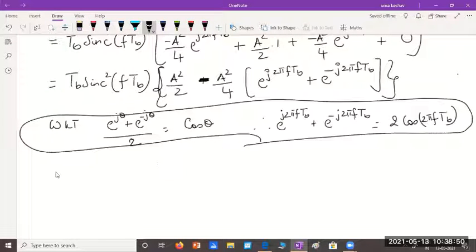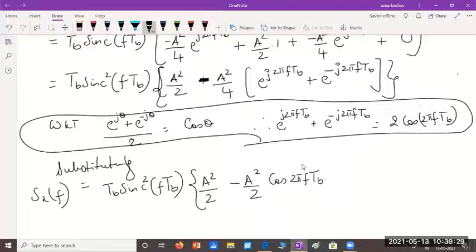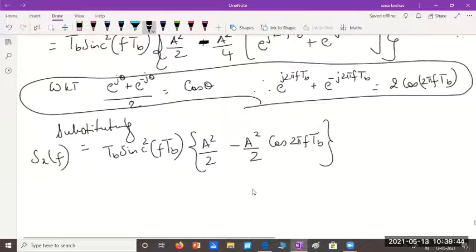Substitute this in this equation. Substituting, what do I get? Sx of f is equal to tb sinc square ftb into a square by 2 minus, can I write it as a square by 2? If I take this 2 inside here, I will get cos 2 pi ftb. Or if you want, you replace this as 2 cos 2 pi ftb, and you cancel out that 2 and this 4, this becomes like this. Any doubts with this? This is all only simplification we are trying to do.